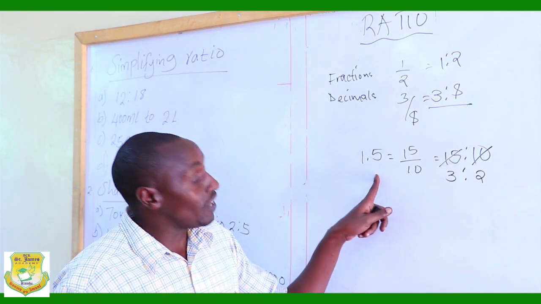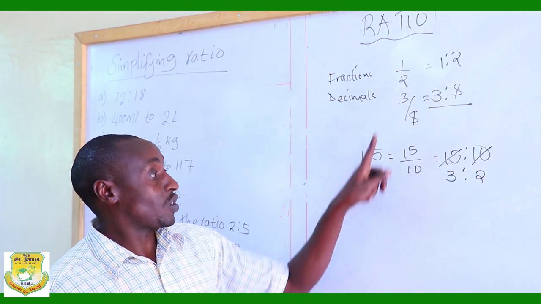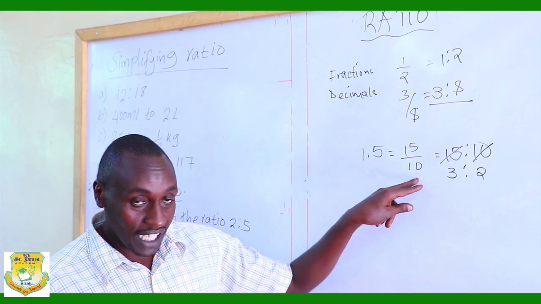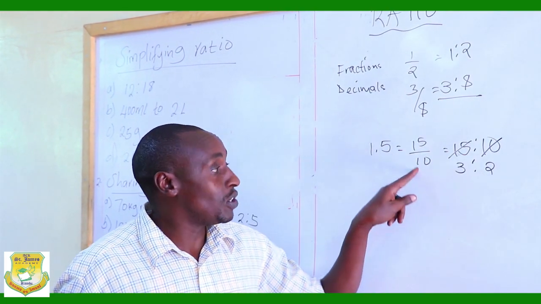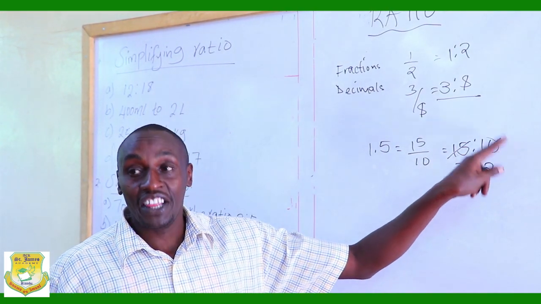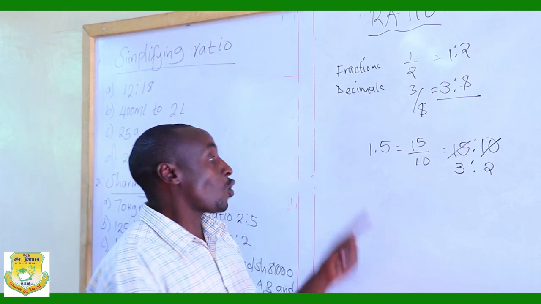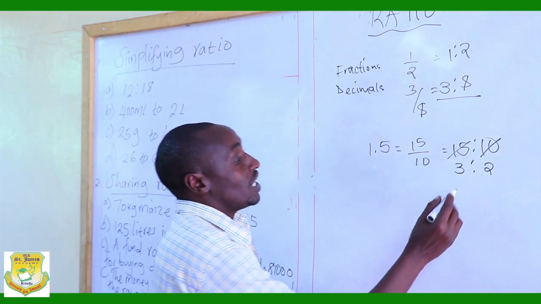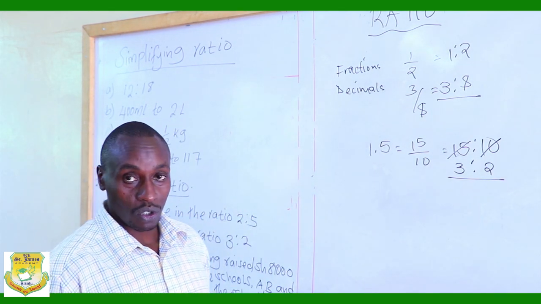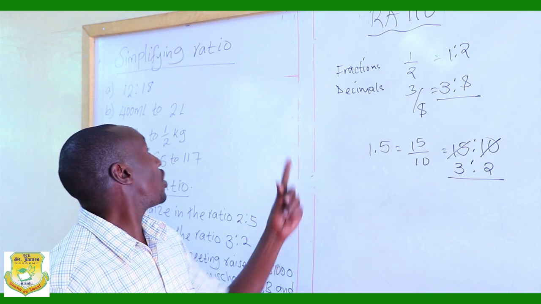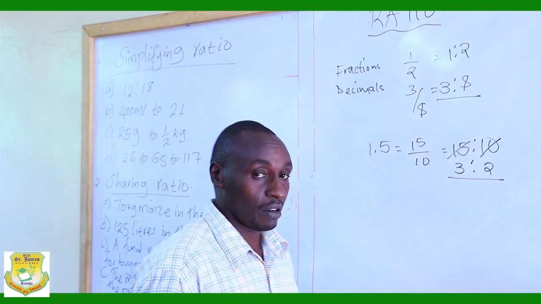So 1.5, first of all, we write as a fraction 15/10. Then the numerator becomes the first number, the denominator becomes the second number. Then from there, we simplify. So 1.5 in ratio form is 3:2. We can go now to the first question.